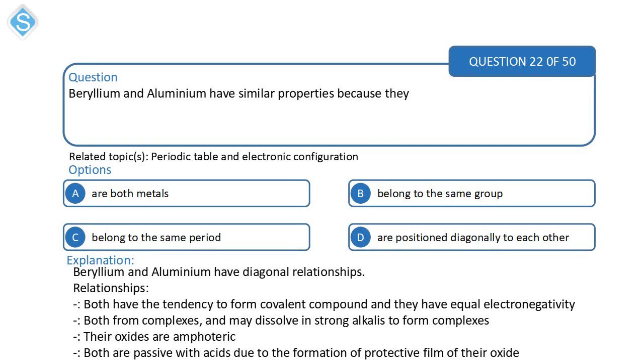Their oxides are amphoteric, meaning they can act as a base and as an acid. Both of them are also passive with acid. They do not undergo reaction readily with acid due to the formation of a protective film, a covering of the oxide, which will inhibit any further reaction with the acid.